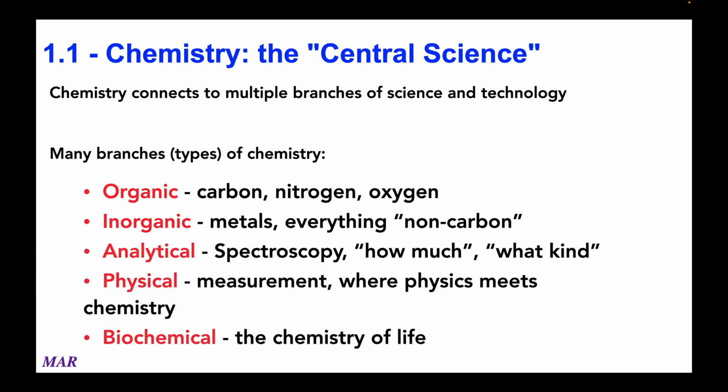Now, in addition to those kinds, analytical chemistry is very important. Analytical chemistry is a type of chemistry that talks about how much and what kind of stuff you have in a sample. It often uses what's called spectroscopy, which we'll talk about later. That's basically light as an analysis tool. If you're a fan of CSI kind of shows, they're always using analytical chemistry techniques to figure out what's in the blood, what the poison was, and stuff like that.